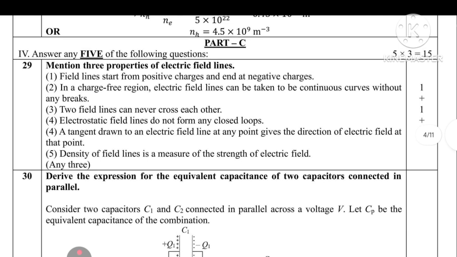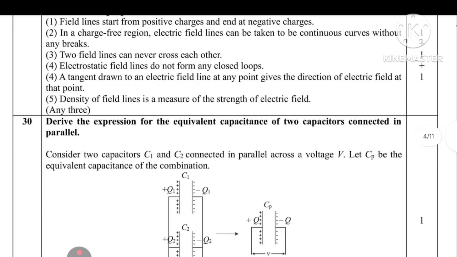Coming to the 3 marks question, mention the properties of fields. Here they have mentioned any 3. If you write, you will get the 3 marks. Here they have given 5 points, so you can write maximum 4 points and you can score the marks.